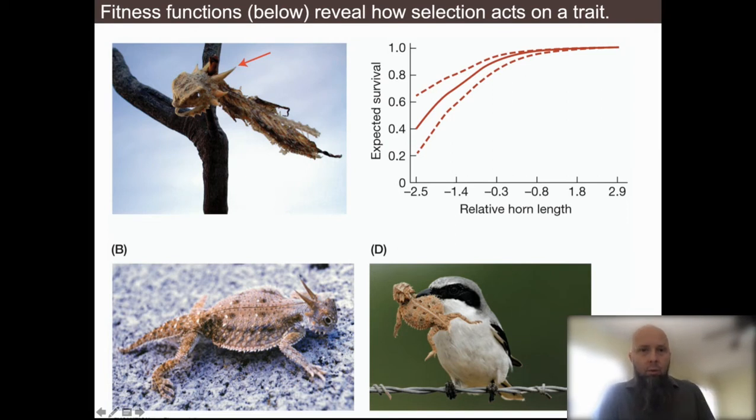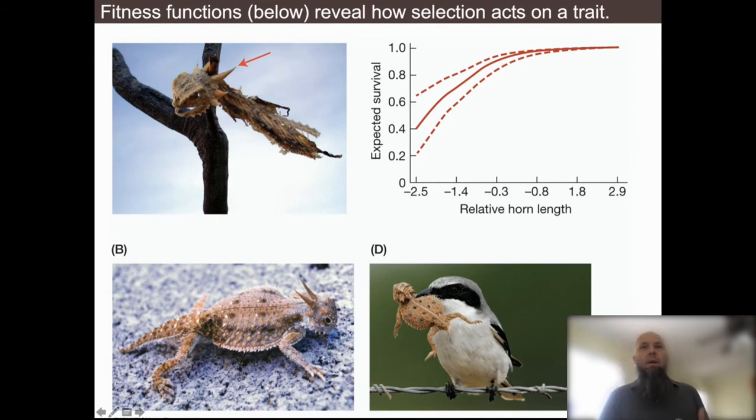Now, these horned lizards have these horns for a reason. They do serve to protect them. And it turns out the larger those horns, the harder it is for the shrike to catch them and impale them and consume them. So the longer the horns are, the better your survival. And so we can see the relative horn length in the graph on the top right, where the shorter the horns, the lower the survival rate. Larger horns, higher survival rate.